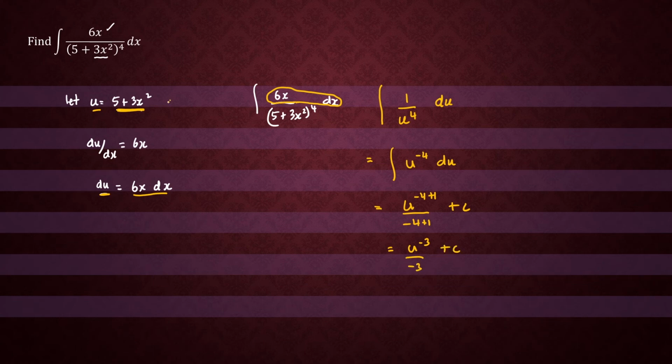So now we replace the u with 5 plus 3x squared. We can write that as (5 plus 3x squared) to the power negative 3, and dividing by negative 3 is the same as multiplying by negative 1/3, and write your constant here. If you want to write this with a positive power, we'd have to write negative 1 on 3 bracket 5 plus 3x squared to the power 3, plus c. So either one of these is acceptable.